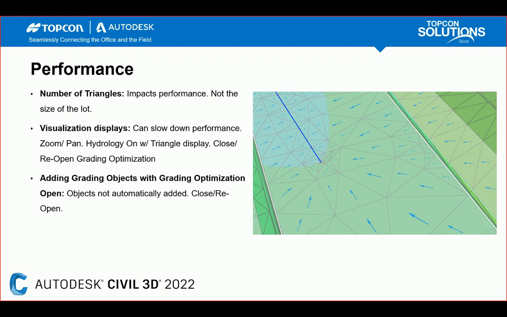Adding grading objects with grading optimization open. Say you're in Civil 3D and you want to add a different grading object, say you want to create a new zone or something. It's not automatically going to transfer to grading optimization. You have to close and reopen it to see that grading object added.